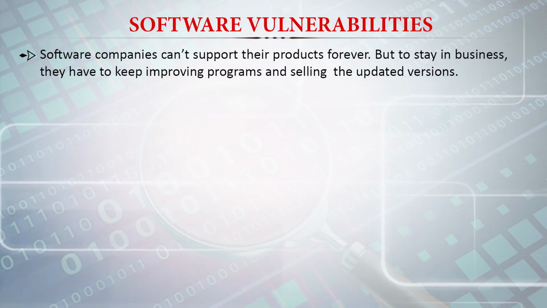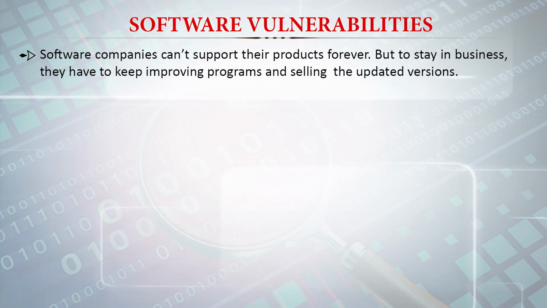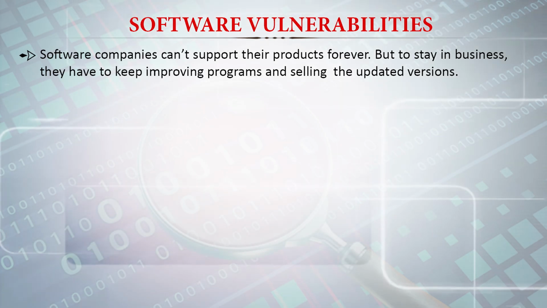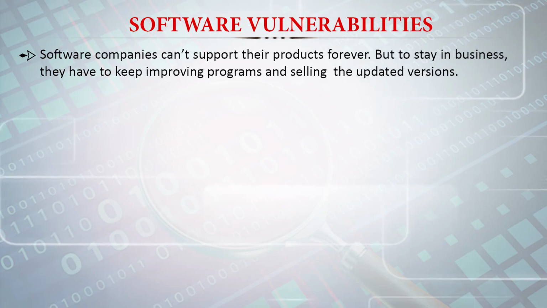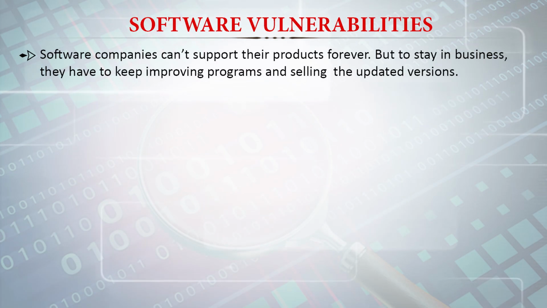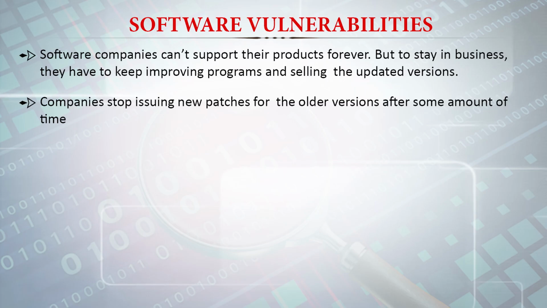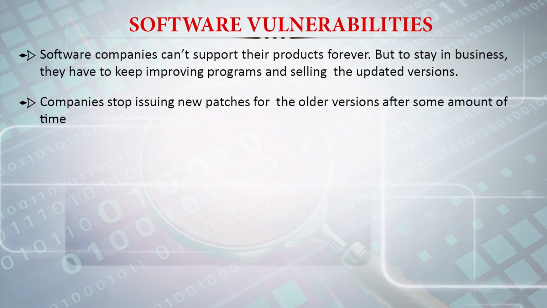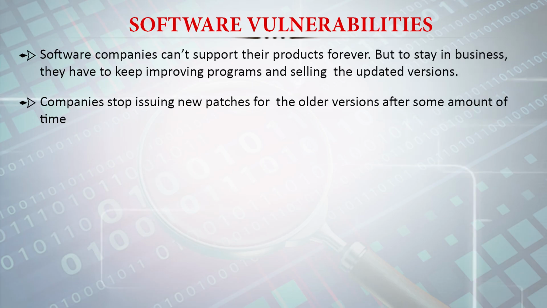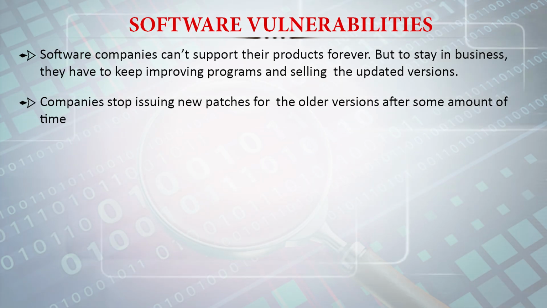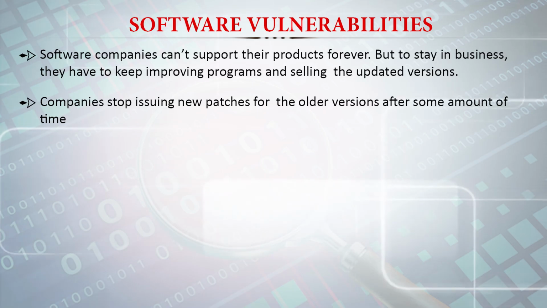Software companies cannot support their products forever. This is another issue one has to be concerned about. But to stay in business, they have to keep improving programs and selling the updated versions. Companies sometimes stop issuing new patches for the older version after some amount of time. So these are the issues one has to deal with related to software vulnerabilities. For any organization which purchases or develops new kinds of software, it is quite complicated. All these constraints one has to address.